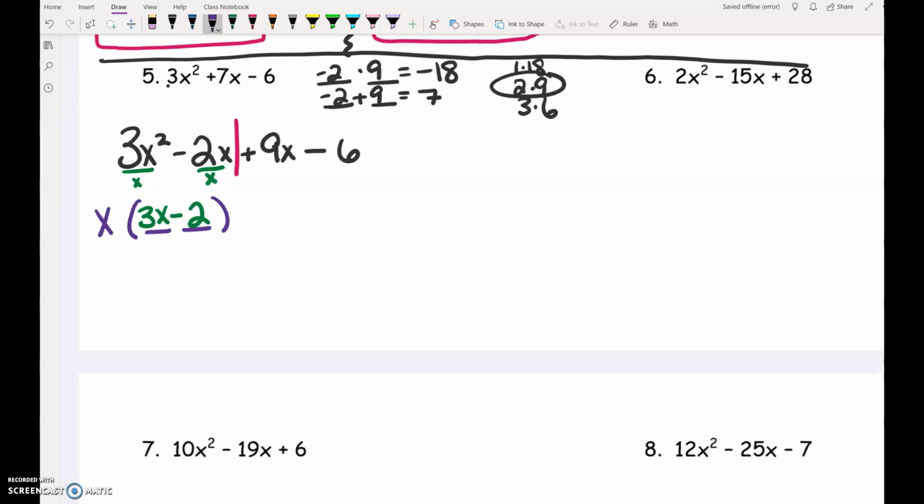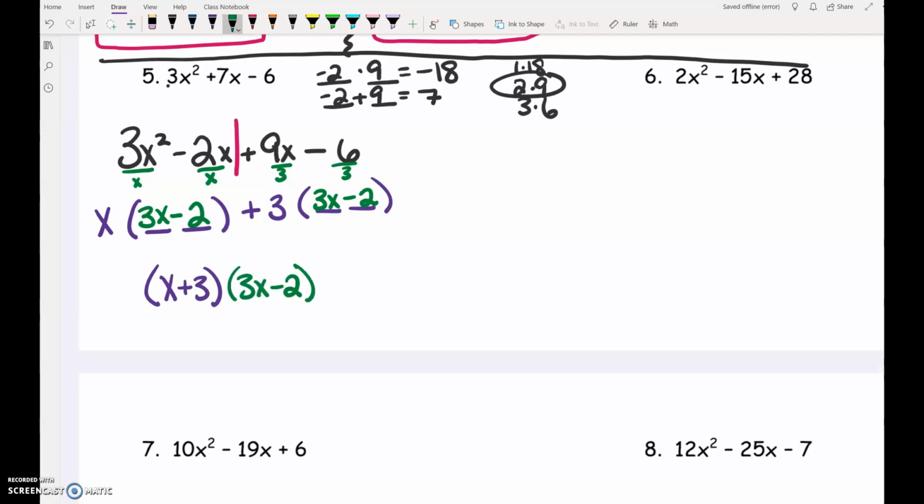Next group, 9x and -6. We can divide both of those by 3. 9x divided by 3 is 3x, and the first set of parentheses can help you a little bit with this. -6 divided by 3 is -2. So our factored form is x plus 3, 3x minus 2.